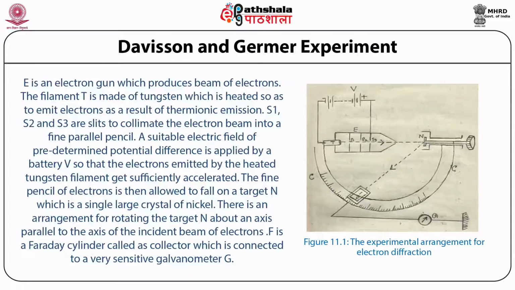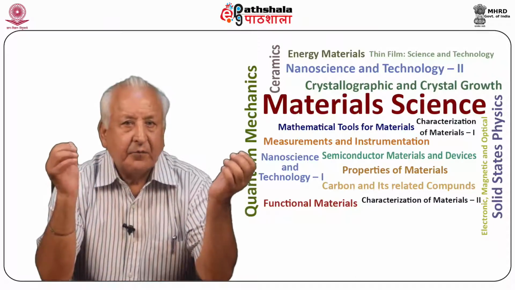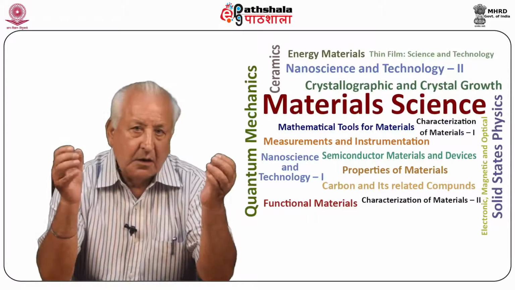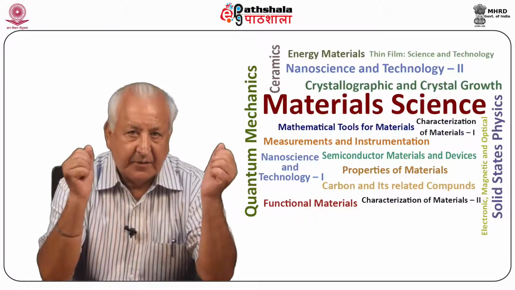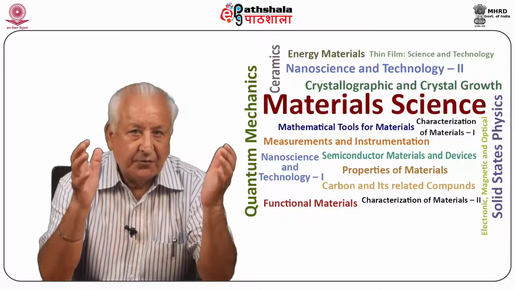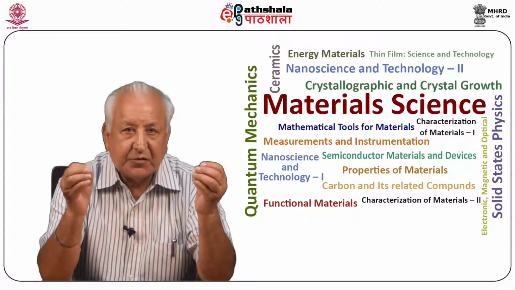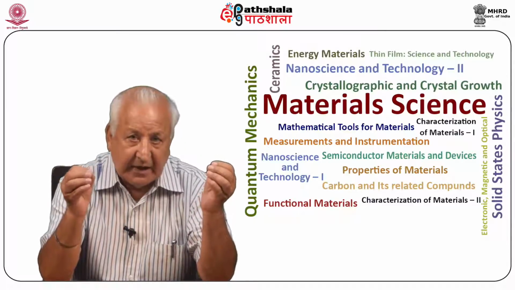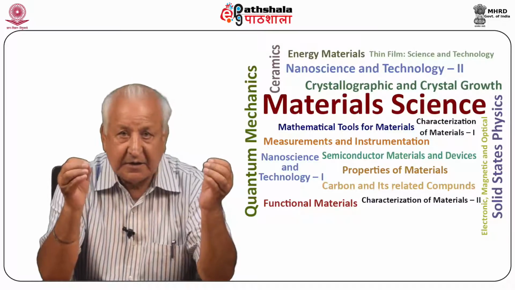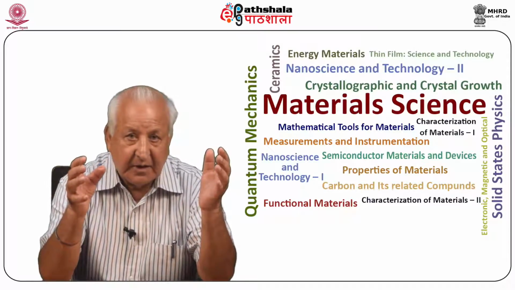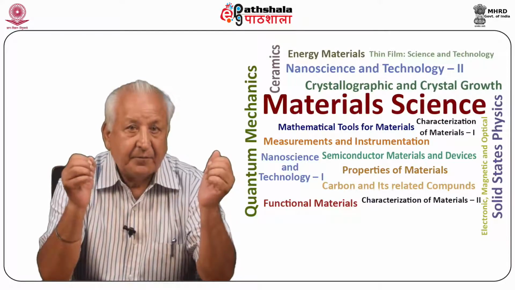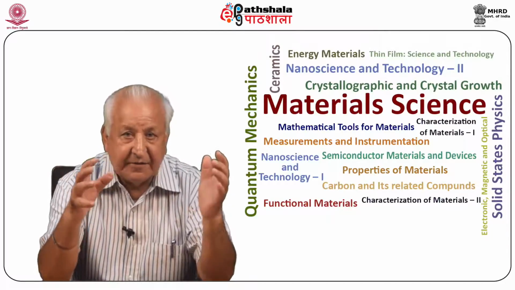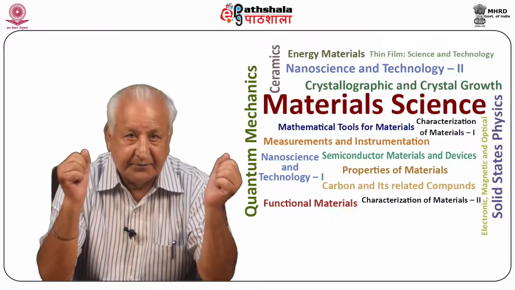Capital F is a Faraday cylinder called the collector, which is connected to a very sensitive galvanometer, capital G. The collector is movable along a graduated scale, CC, which is circular so as to be able to receive the electrons which get reflected after hitting the target, that is nickel crystal, at angles ranging between 20 and 90 degrees.